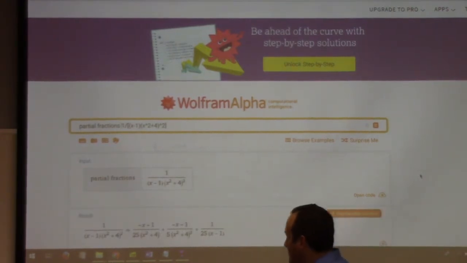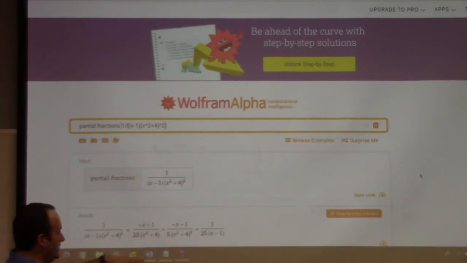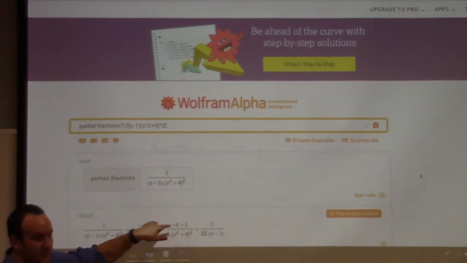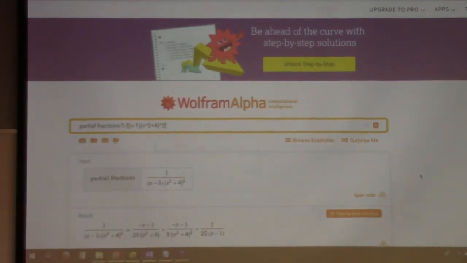algebra, we should find our way to 1 over 25 times x minus 1, and then like this for the other terms. So, you know, you're not alone in the algebra. You can check your work with this, or with a friend, right?